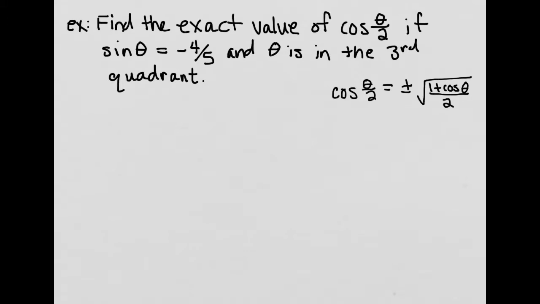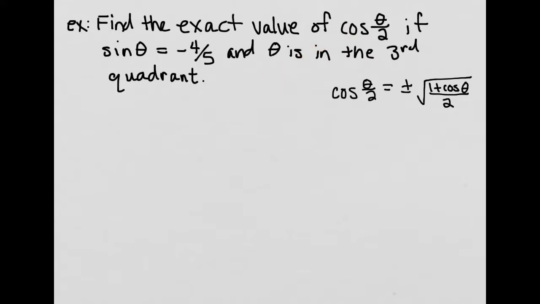We want to find the exact value of cosine theta halves if sine theta is equal to -4/5 and theta is in the third quadrant. And I went ahead and wrote out the formula for cosine theta halves over here. So we know sine theta. To figure out cosine theta, we can do this one of two ways. We could either draw a triangle in the third quadrant of the axes, where sine is opposite over hypotenuse, and solve the triangle to find adjacent over hypotenuse for cosine.